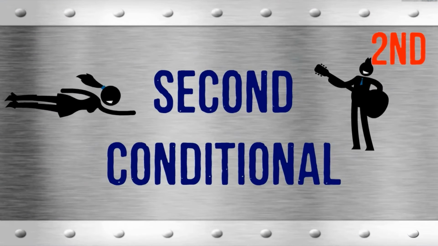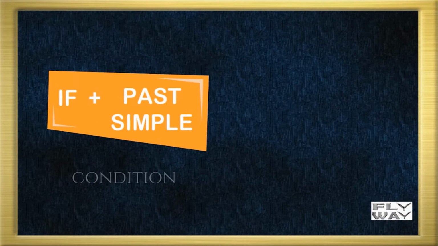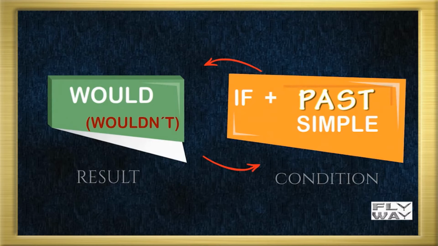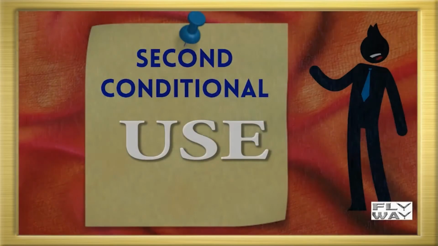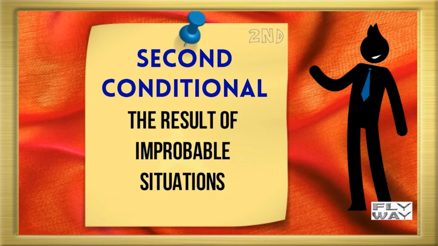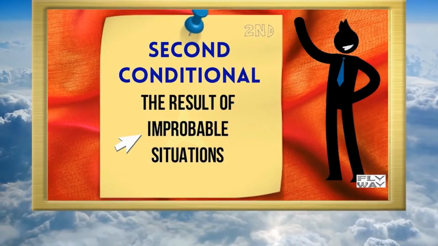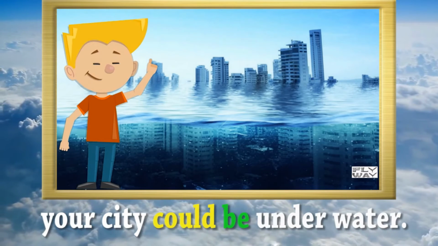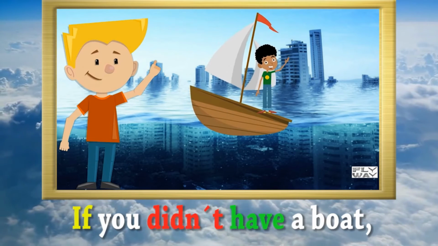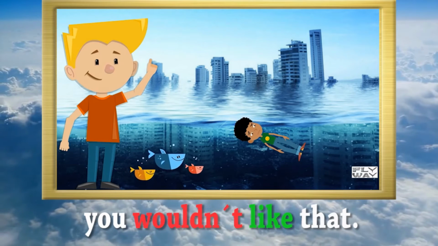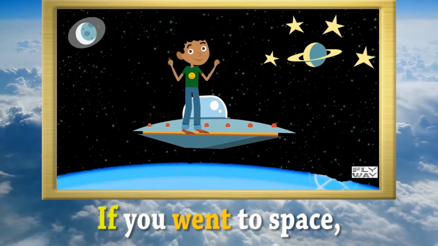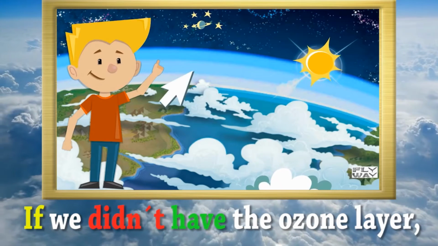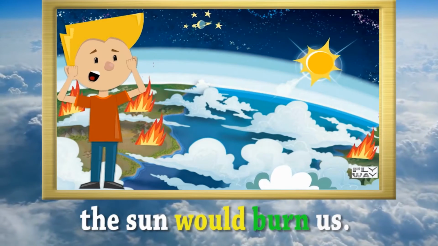Second conditional. If and past simple in condition and would or wouldn't in result. The result of improbable situations. If the North Pole melted tomorrow, your city could be underwater. If you didn't have a boat, you wouldn't like that. If you went to space, you would need a space suit. If we didn't have the ozone layer, the sun would burn us.